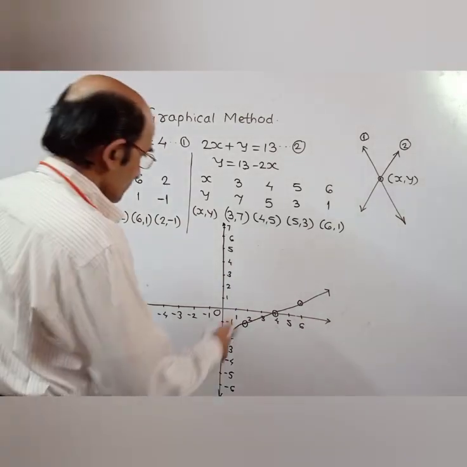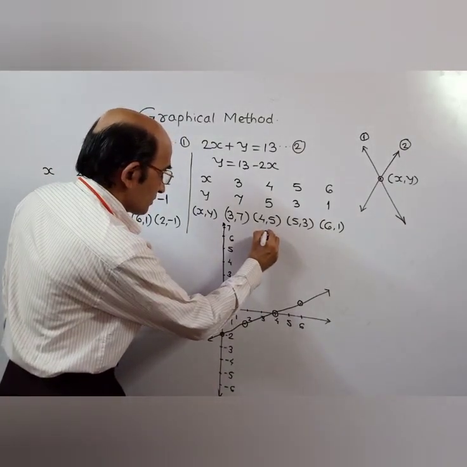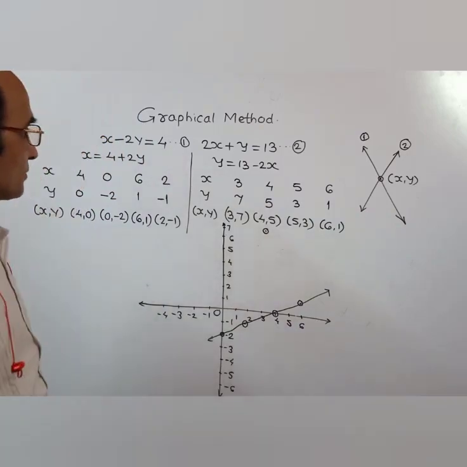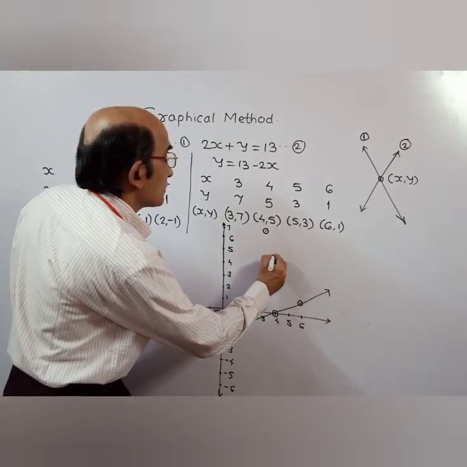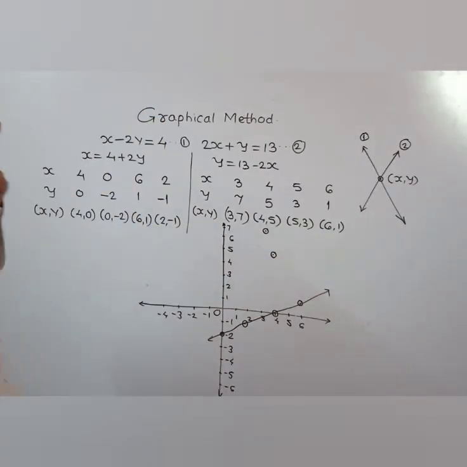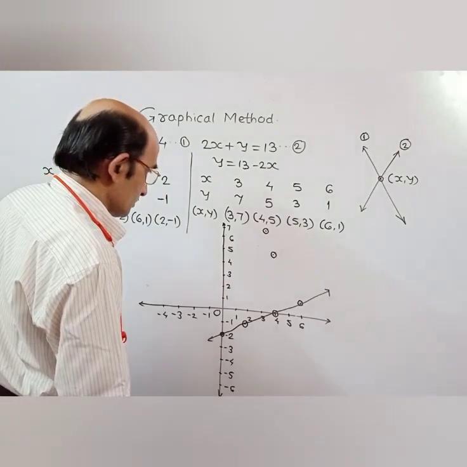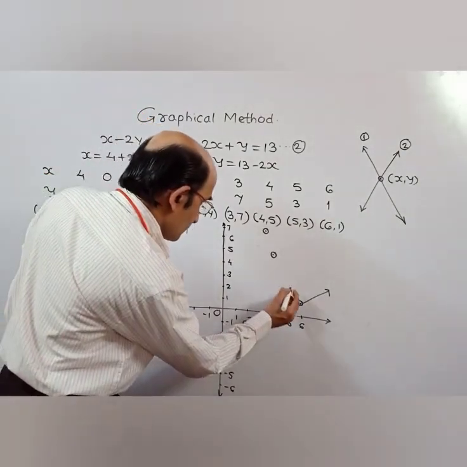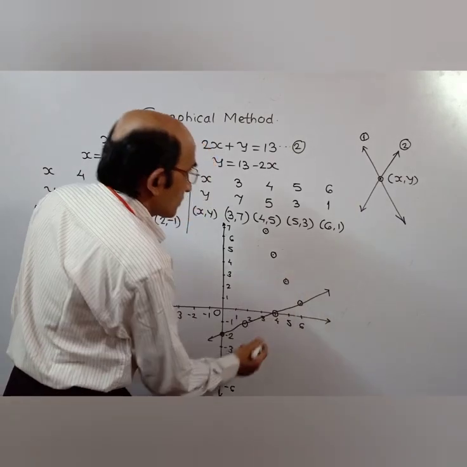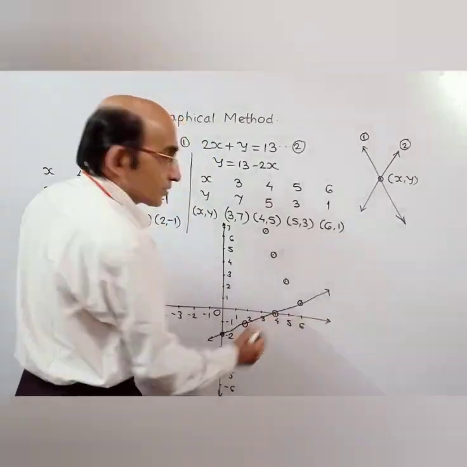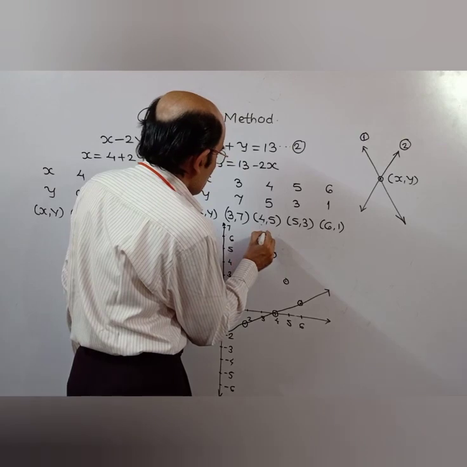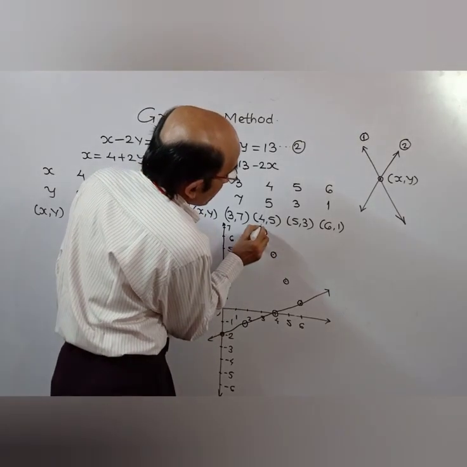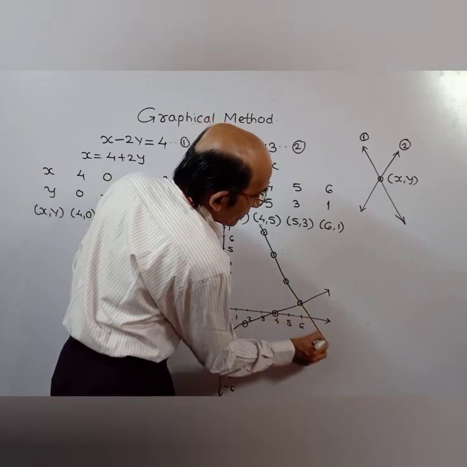Then for the second line, x 3, y 7, x 4, y 5, then x 5, y 3, then x 6, y 1, this point. If you plot this graph on graph paper, you get accurately those lines.